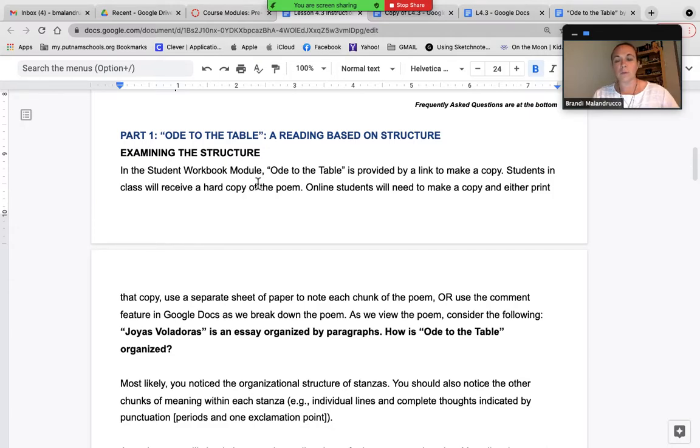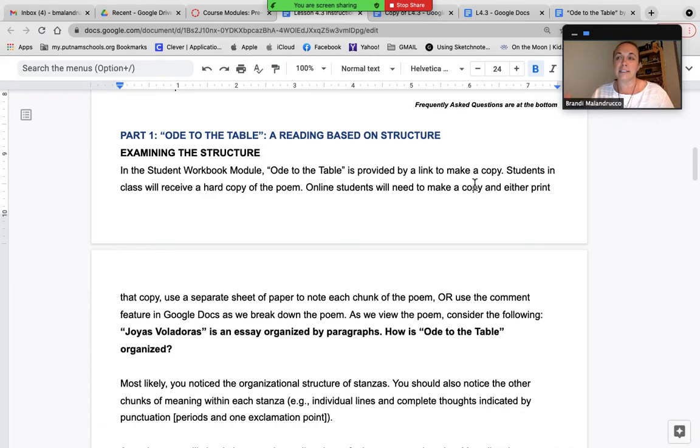So in the student workbook module, you have Ode to the Table provided by a link to make a copy. If you were in class, you received a paper copy. I highly advise those of you that are not able to be in class to make a copy or print out a copy of this particular poem because that's how I'm going to show you how to break it down. Now, there are ways to break it down virtually.